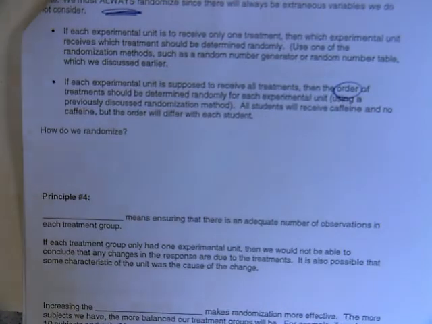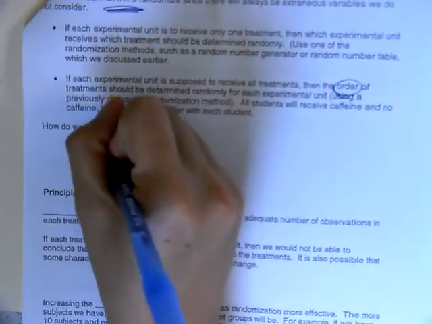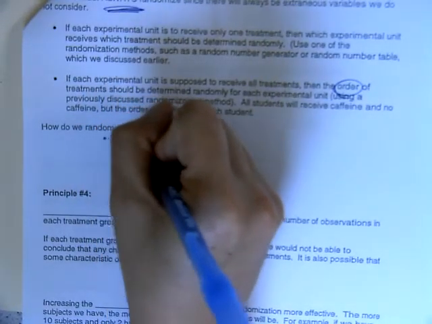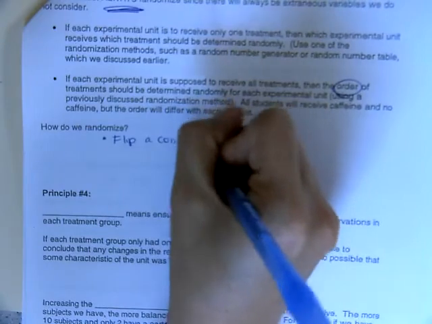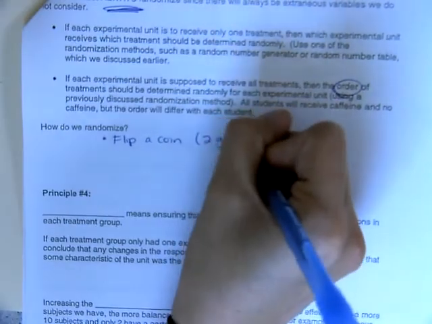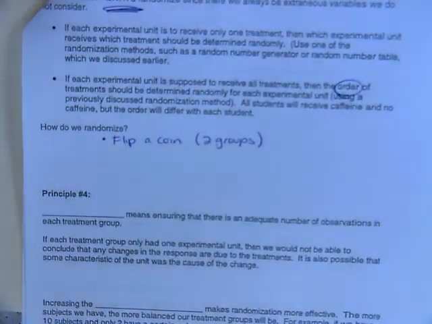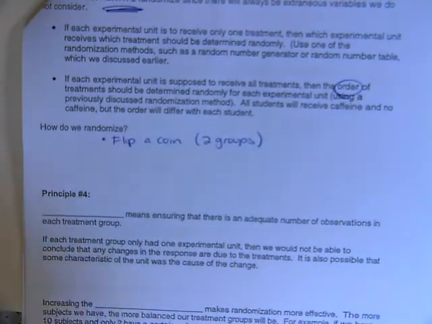So how do we randomize? It's very, very similar to how we sample. The easiest one, especially if there's two groups, is to flip a coin. So this is easy when you have two groups of people. Heads, this happens. Tails, this happens. Because when we start writing out our experimental design, you have to be specific. So flipping a coin is the easiest.